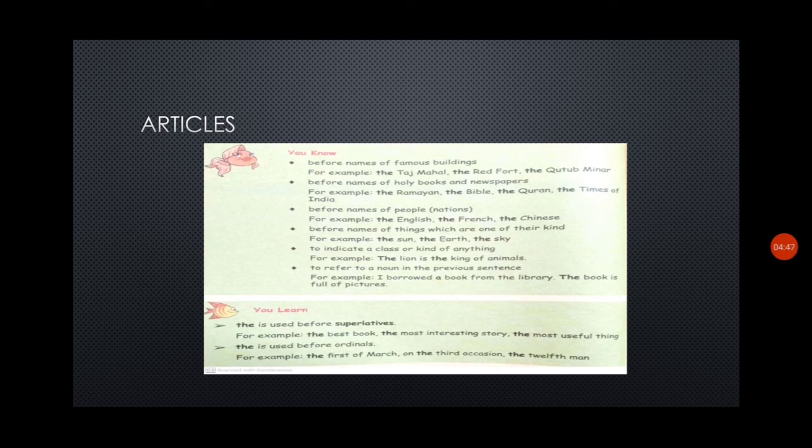All right. So children, with this we come to the end of this topic, articles, and we'll also be taking up the grammar activities, the exercises given in your book, and definitely after doing those exercises, this topic of articles will be very clear to all of you.